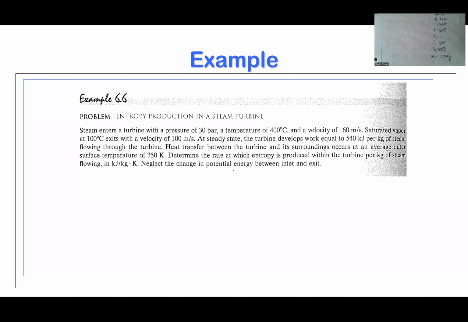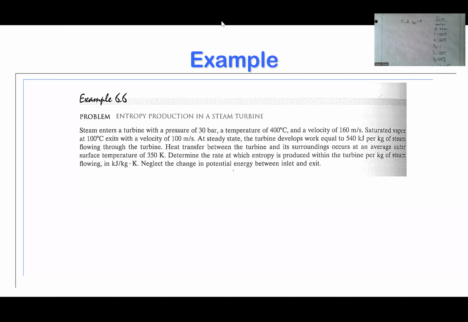Heat transfer occurs between the turbine and its surroundings at an average outer surface temperature of 350 K. So you have a surface temperature, 350 kelvins. They want to know the rate at which entropy is produced within the turbine per kilogram in units of kilojoules per kilogram Kelvin. So they want us to find little s gen is what they're asking. Oh, sorry, you can't see that. In many texts, they would use a lowercase sigma to refer to that. This is a turbine, by the way.